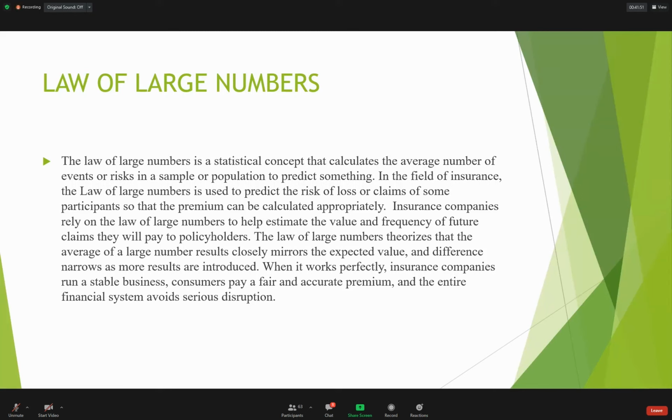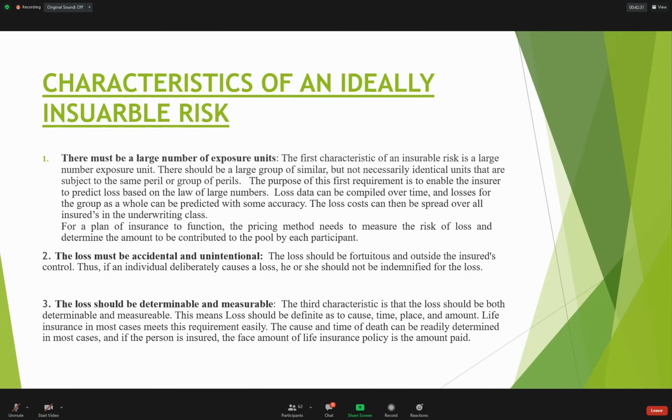The first characteristic is that there must be a large number of exposure units. This means that there should be similar cases of peril or group of perils, and this will help the insurer predict losses based on the law of large numbers that was explained earlier. This helps the insurer predict accurately. It also determines the amount of money that should be paid to each policyholder.